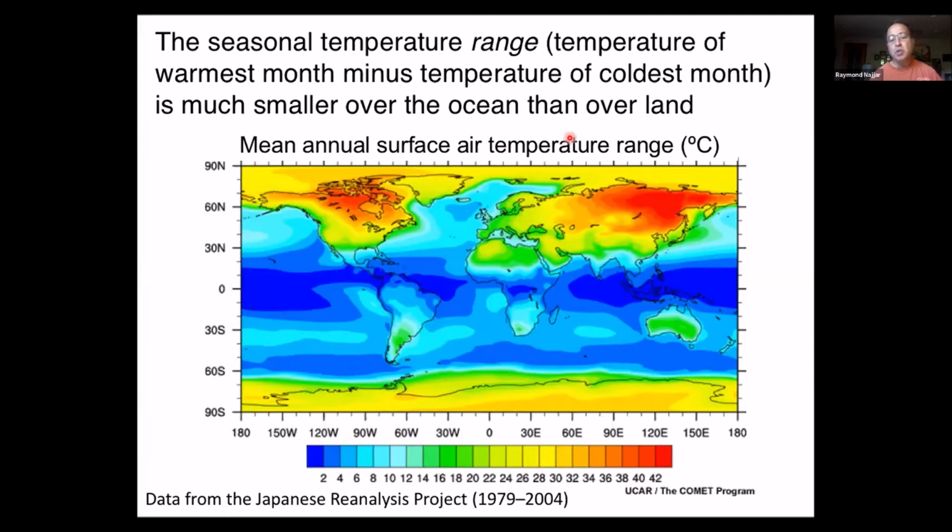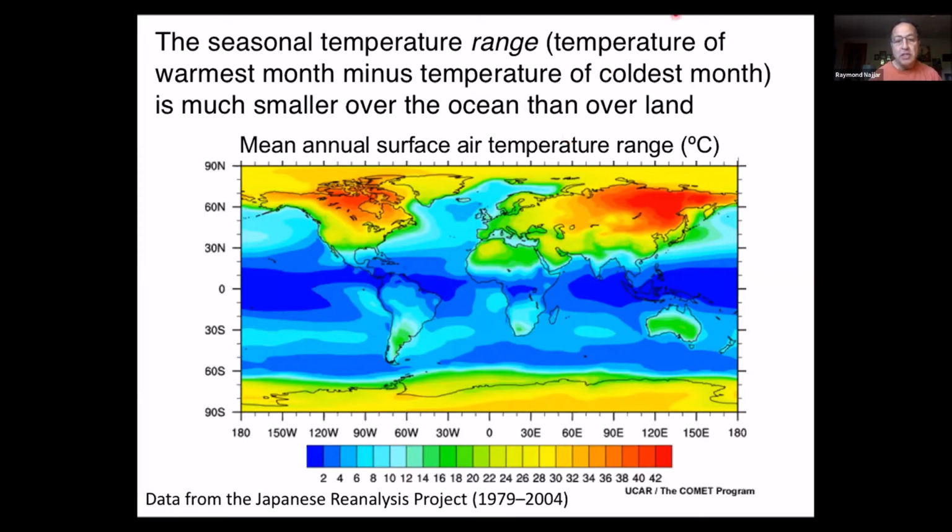So what's being shown here is the annual temperature range. That is the temperature of your hottest month minus the temperature of your coldest month. It's like how extreme seasonally your climate is. And these red areas are really extreme, and the blue areas are really moderate.